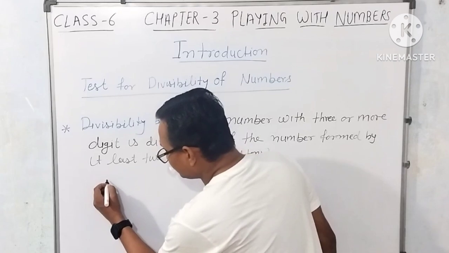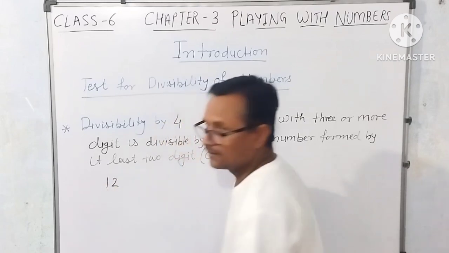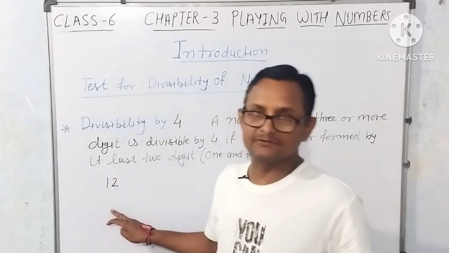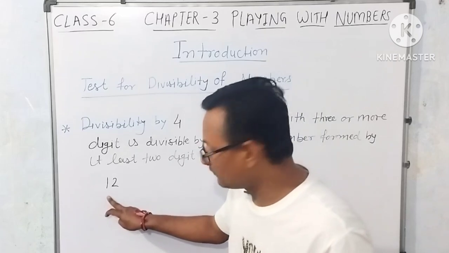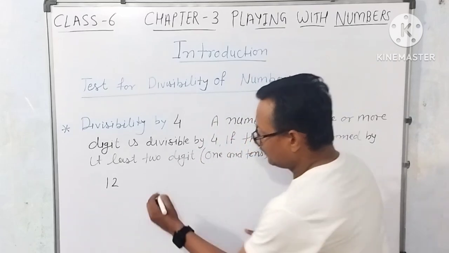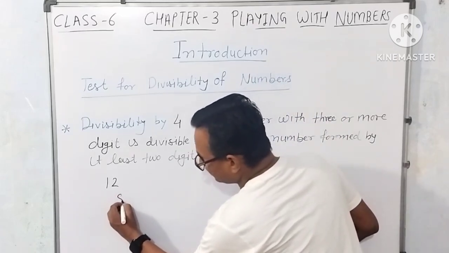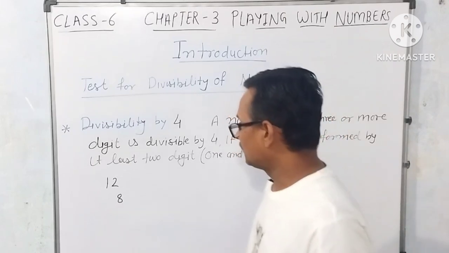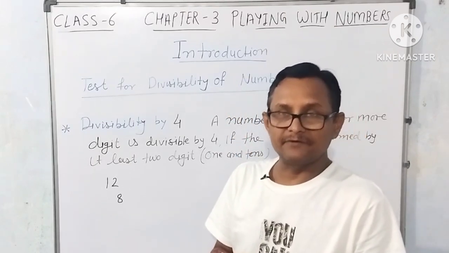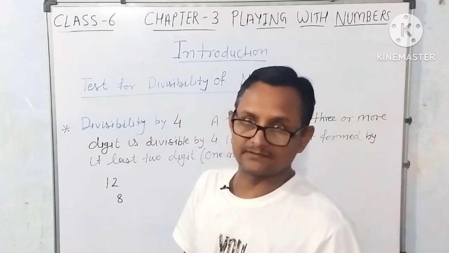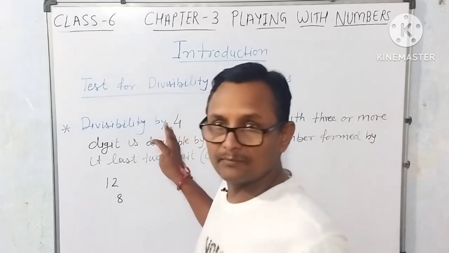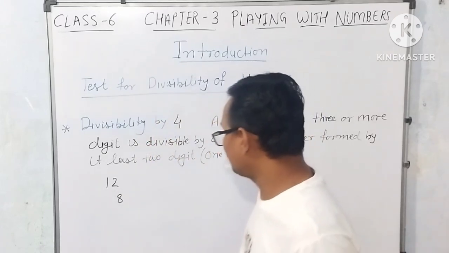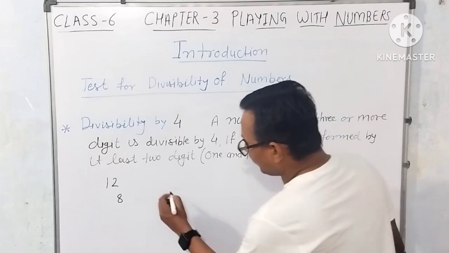Friends, if there is a 2 digit number 12, we can easily identify it is divisible by 2. It is also divisible by 4. If I write 8, it is also divisible by 2 and 4. But if there are big numbers and we have to do fast calculation, then we have to remember this divisibility rule. For example, I say 124.